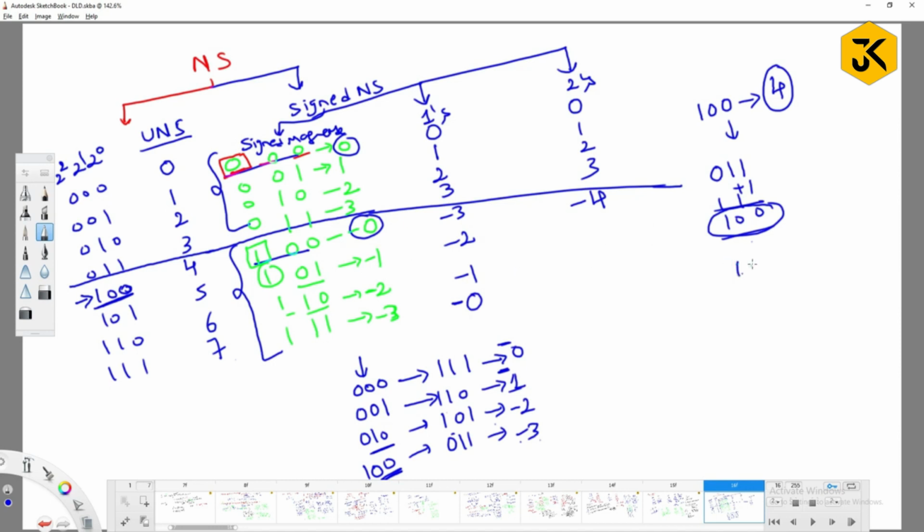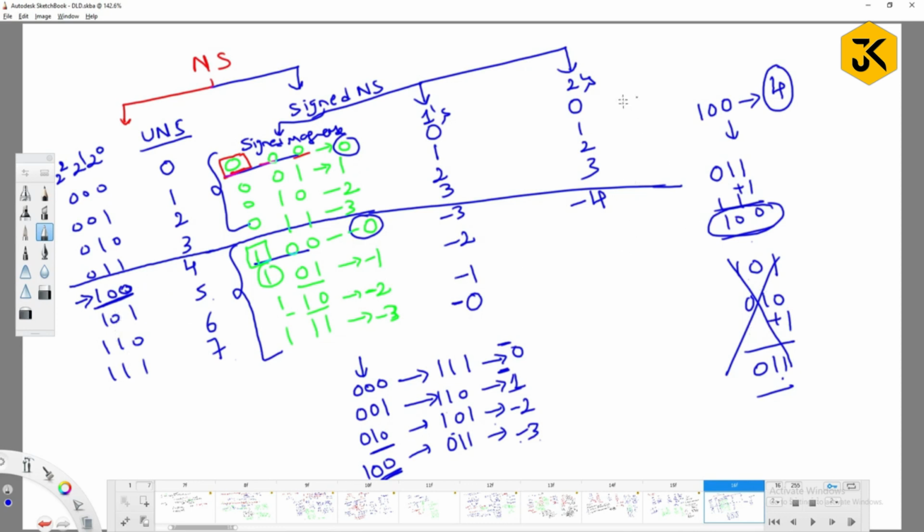Similarly, take 101. Its complement is 010. For this, plus 1, 011. 101 is what value? 5. What about its complement? 011. Is there a relation? Are you going to find out? No, no, that is not the thing, right? Here you have to find out. See, this is for your understanding. I have taken these values, but don't always take these values, right?